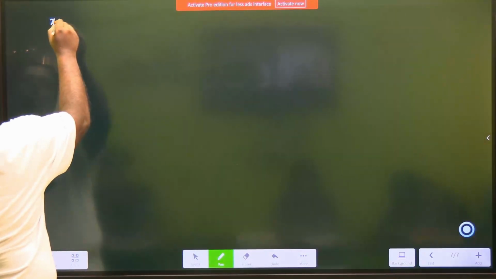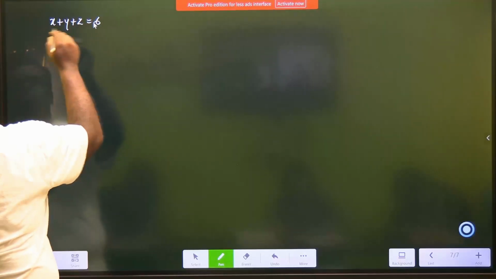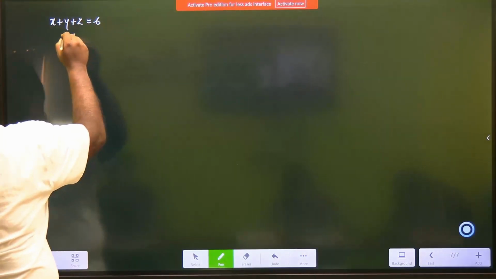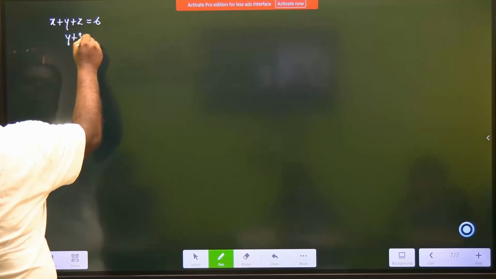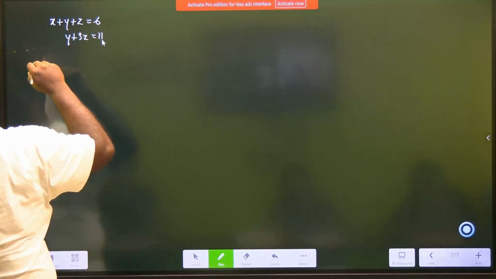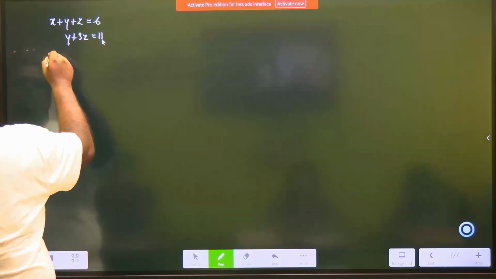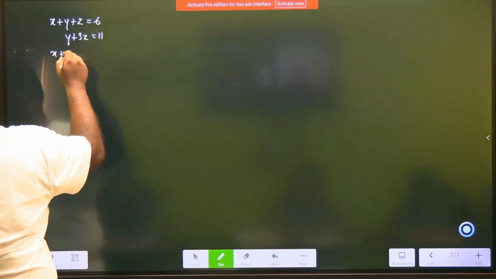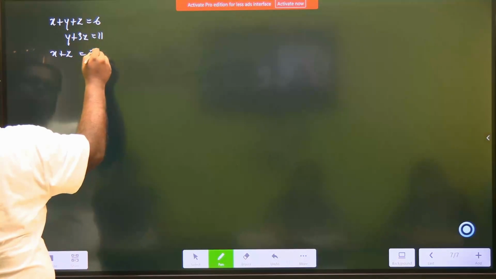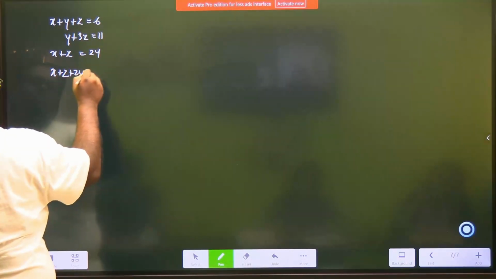Okay, so let's do one small problem. Easy data. Solve it. x plus y plus z is equal to 6. y plus 3z is equal to 11. See, you've got a 0. It's good for you. And the question they have given is x plus z is equal to 2y. So please transpose this.